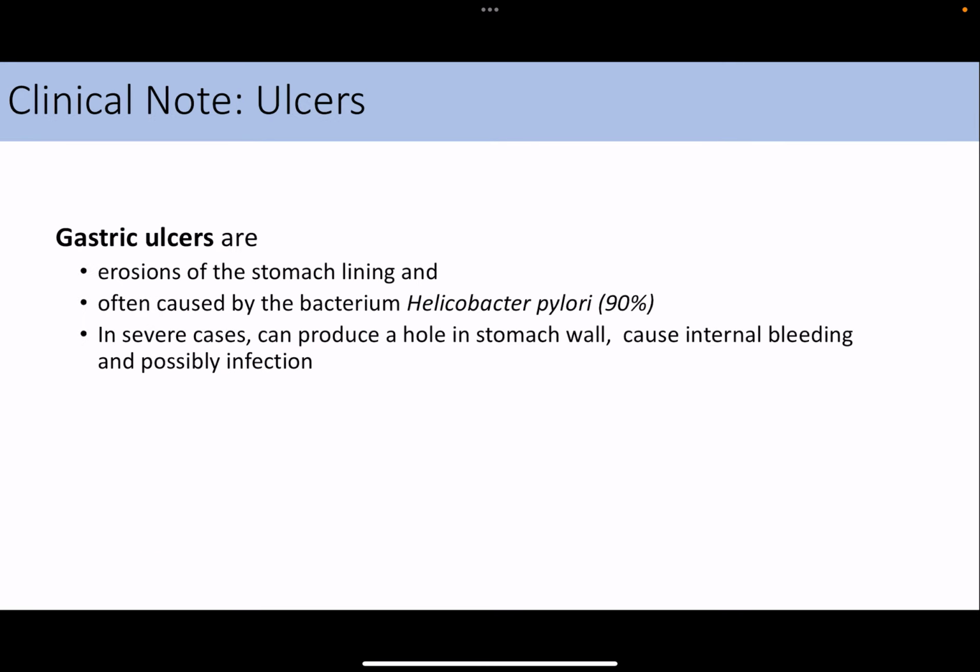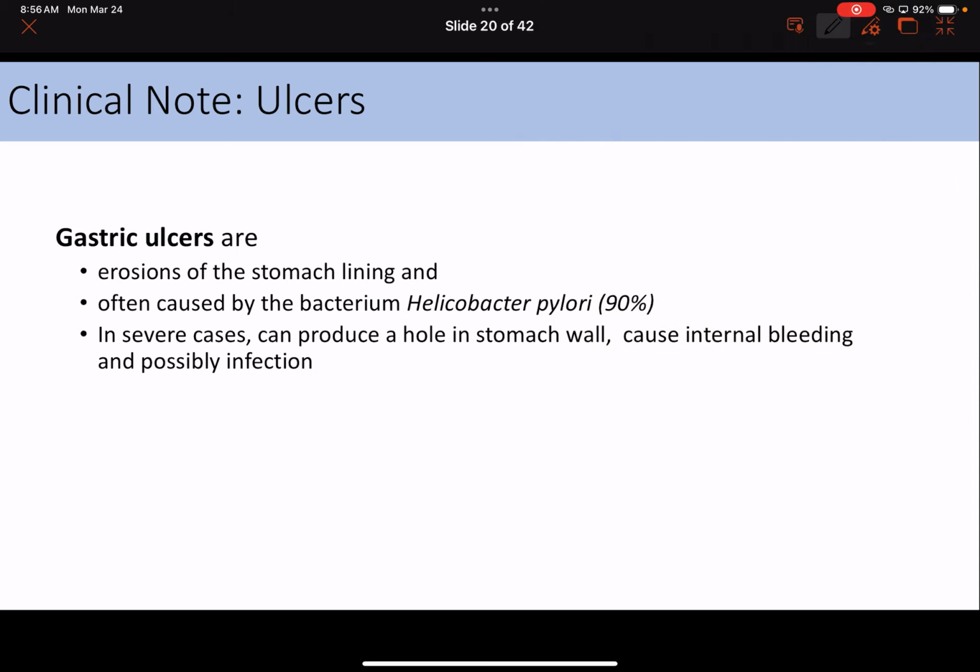Clinical note on gastric ulcers. We mentioned this a little bit before last time. Gastric ulcers are the erosion of the stomach lining. It's often caused by Helicobacter pylori, which you can abbreviate to H. pylori. 90% of the cases of gastric ulcers are due to this bacteria. That bacteria eats away at the mucus of your stomach. It treats it as food. It has protein, so nutrients for it to grow. And so it eats away at the mucus, but then it gets so far down that it starts to eat away at the actual lining of the stomach wall. And it can eventually cause a perforating ulcer.